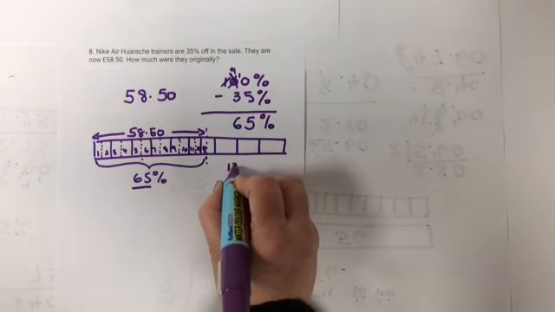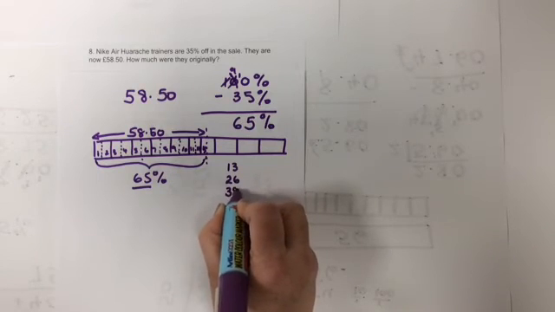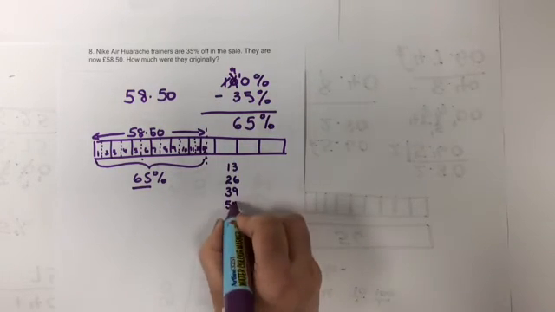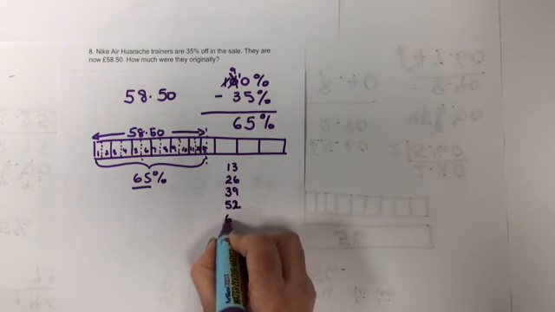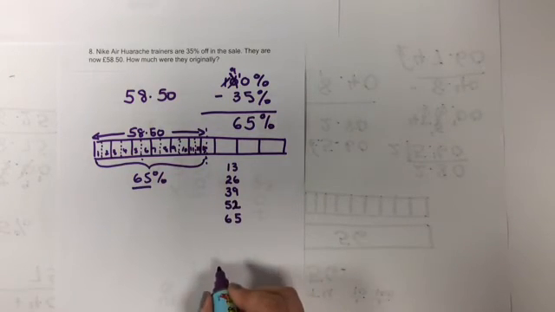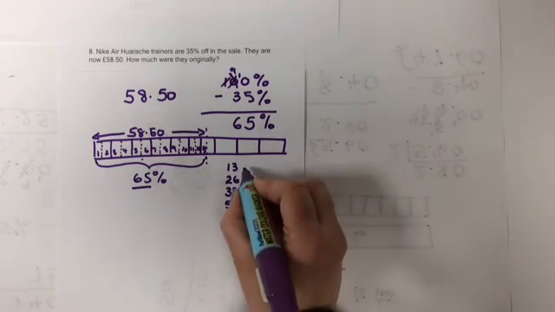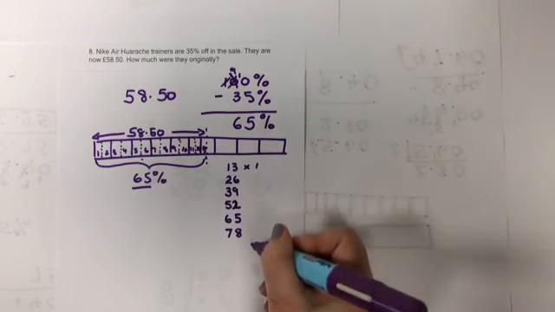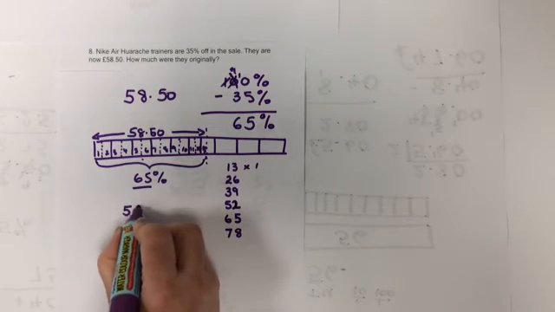So 13, 26, 39, 52, 65. I don't think I'm going to have to go much higher, but I might do one more just in case. 65, 78. I think I'll leave it there. So that's 13 times 1, 13 times 2. Yeah, all right, all the way down. Okay. And now I'm going to divide 5850.